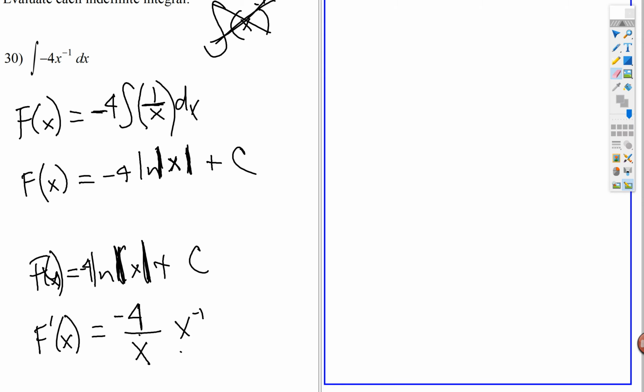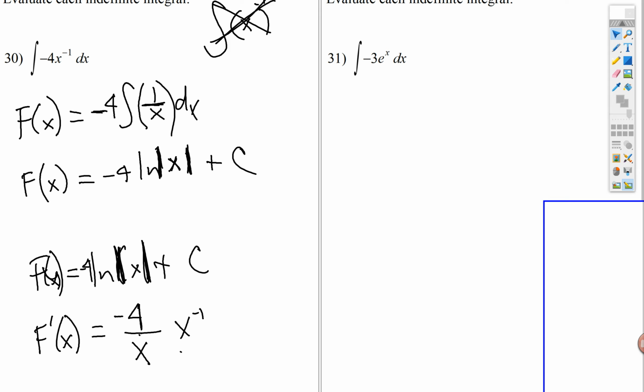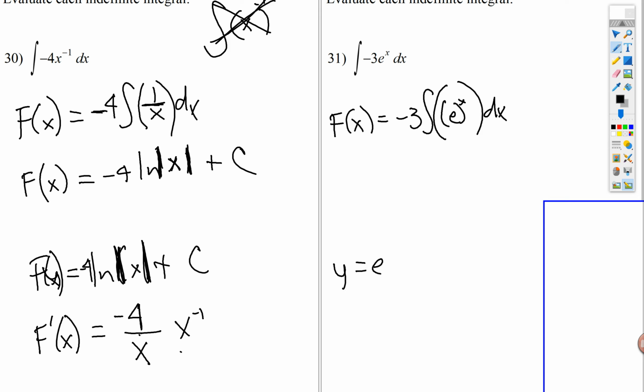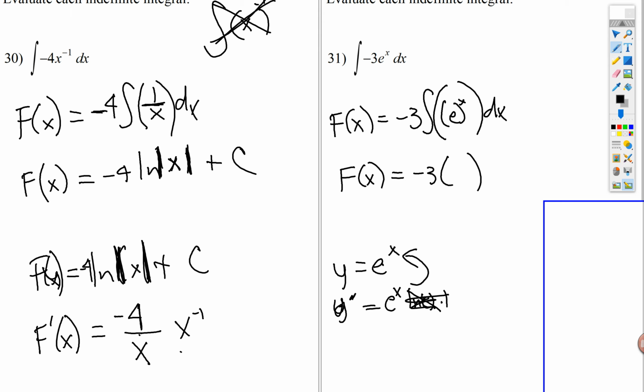All right, I'm going to move over to e to the x. We'll pull out the constant, and then you have e to the x dx. Well, remember, if you have y is equal to e to the x, the derivative is e to the x times the ln of e, which cancels, times the derivative of x, which is 1. So the derivative of e to the x is e to the x, and if you go backwards, it's still e to the x. So when you integrate, bring the -3 down, and the integral of e to the x is also e to the x, and then plus c.